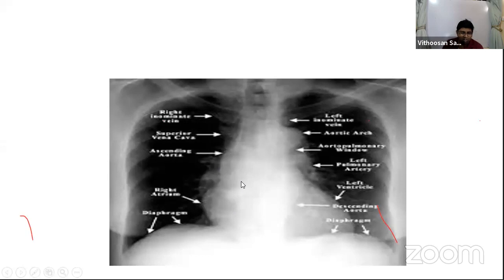The X-ray is not going to be labeled. But when you see an X-ray like this, for example, if this is dilated, you have to know that the left ventricle is dilated. There is an enlargement of the left ventricle. Understood? You have to know where the problem is when you see an X-ray like this.